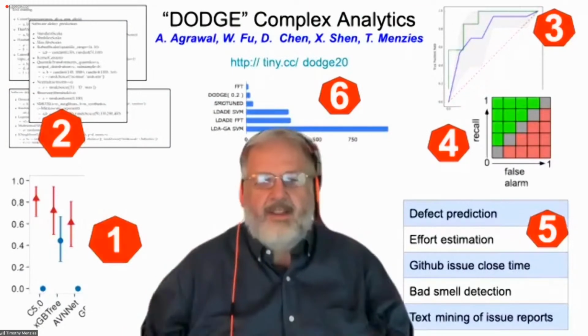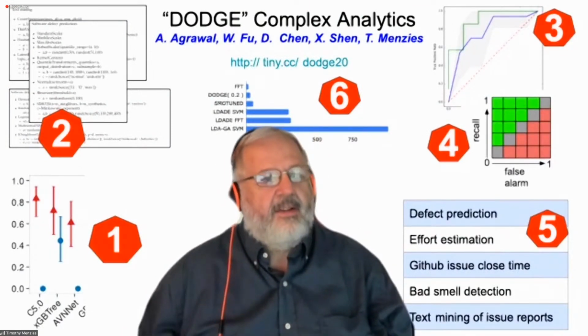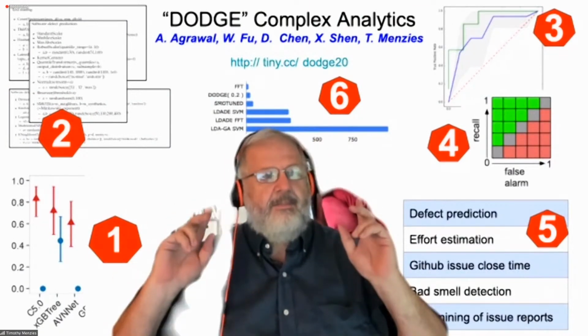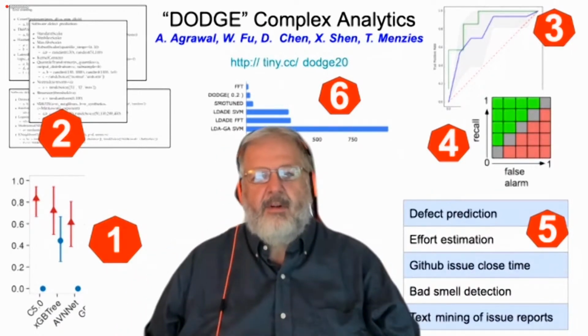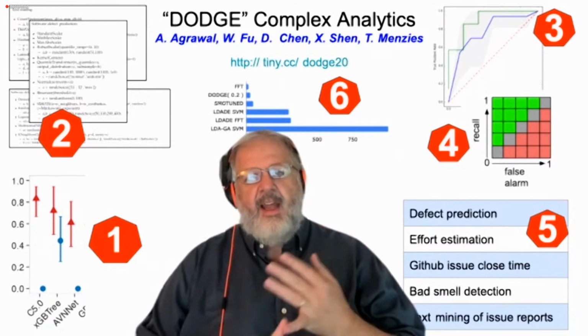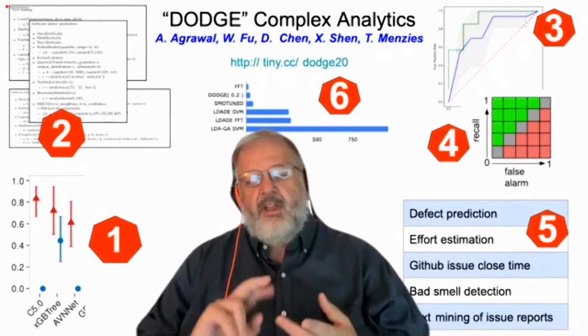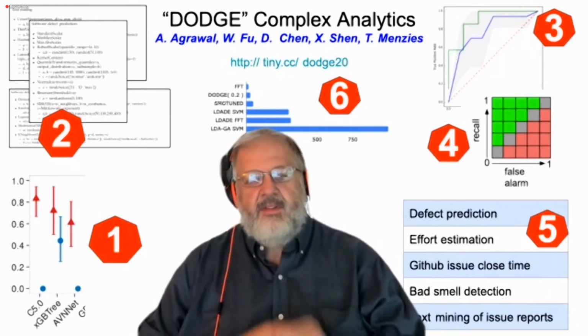Hi, hello again. So I'm not doing slides. Everyone can see my background? Fantastic. So what I want to talk about is hyperparameter optimization. This is work with Amrit Agarwal, Wei Fu, Scott Chen, Chaipeng Chen, and myself from NC State University.